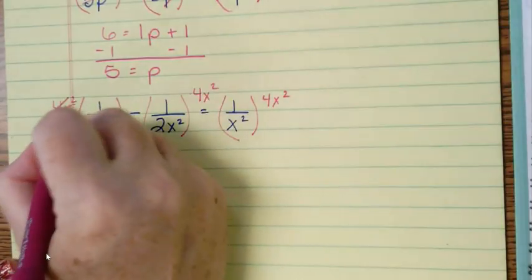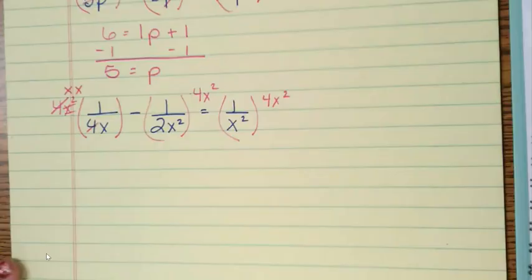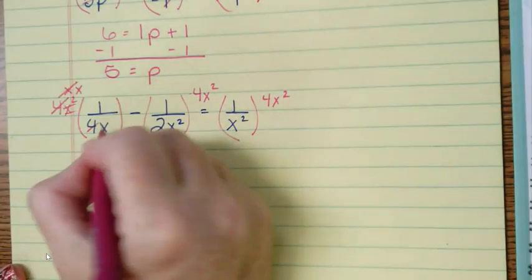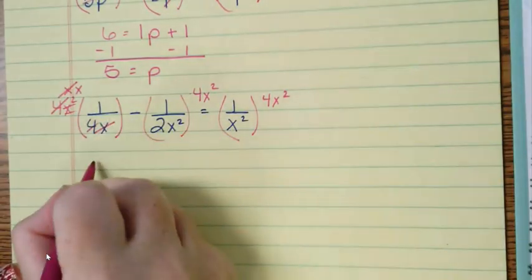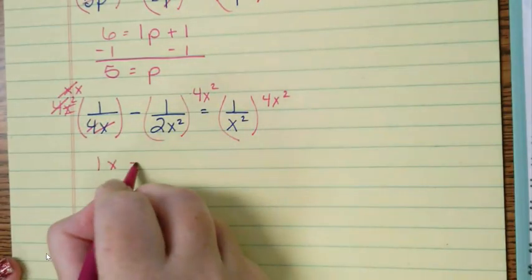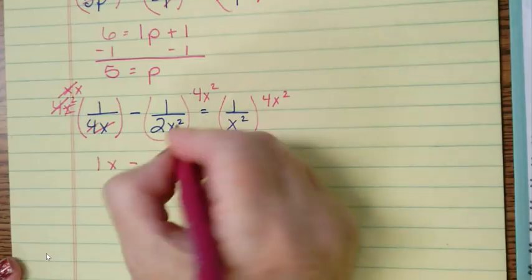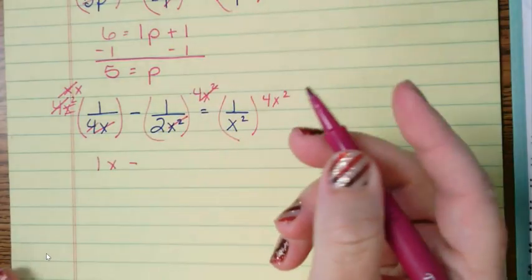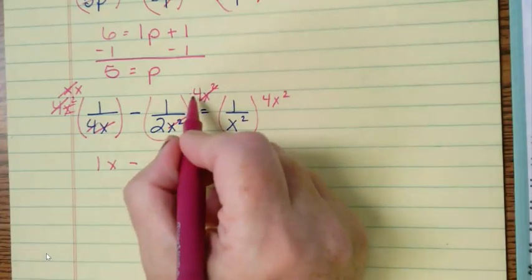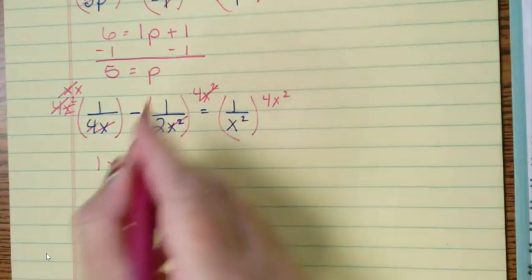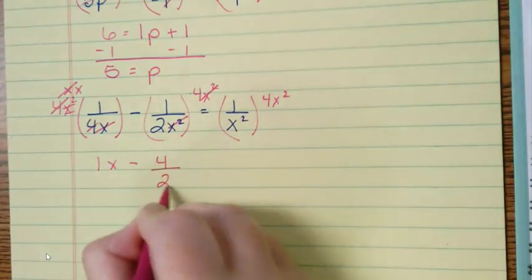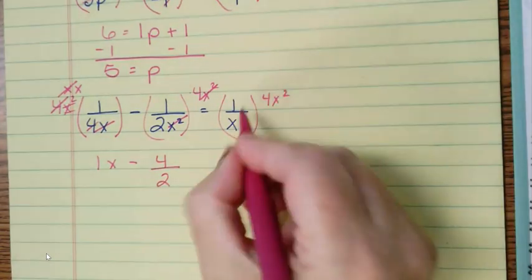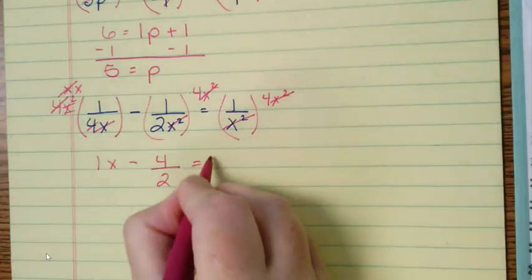And again, we're going to do the same thing, rewrite x squared as x times x. So one of the x's cancels out here. So it would just be 1 times x minus. The x squares cancel out here. I'm going to do something a little different to see if this helps. So 4 times 1 is 4 over 2. Okay? And the x squares cancel, equals 1.